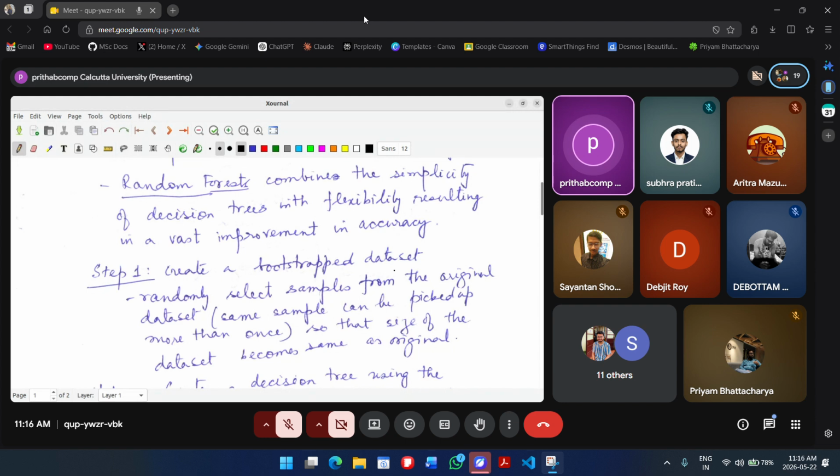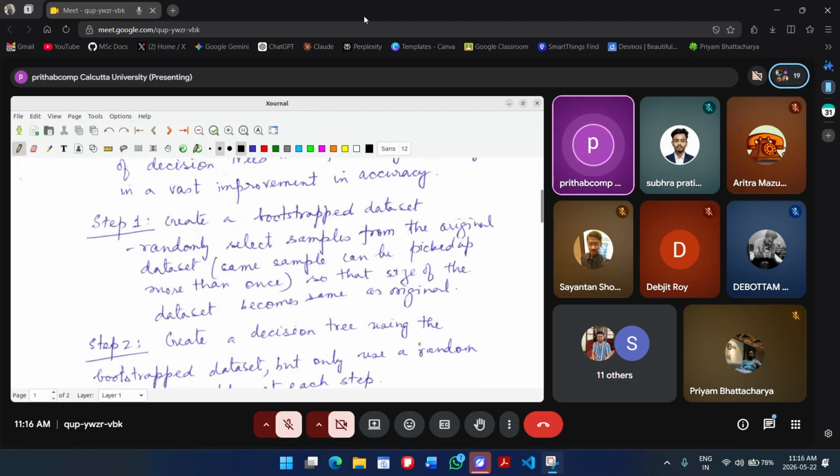What it does is it combines the simplicity of decision tree with flexibility, resulting in a vast improvement in the accuracy. So it creates a bootstrap data set. What is the meaning of bootstrap data set? It means that it simply randomly selects some samples from the original data set, with replacement. That means the same example can be picked up more than once.